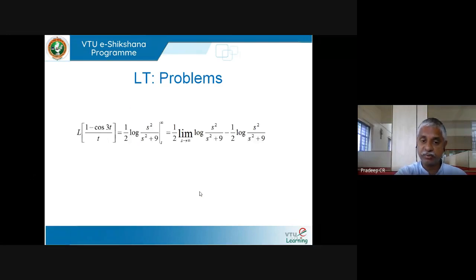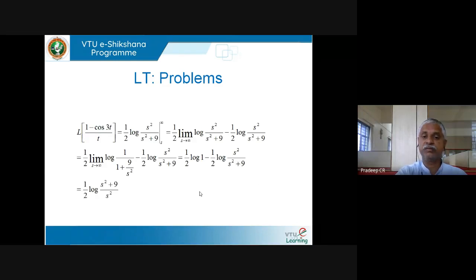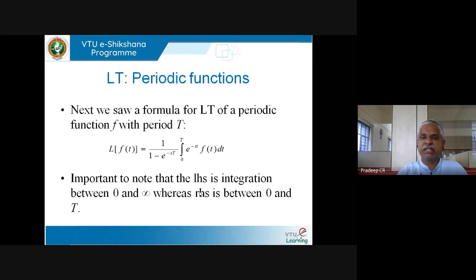Okay, let's proceed. After that, what did we do? We saw periodic functions. I think I spent a lot of time on periodic functions and their Laplace transform, more or less more than an hour. I think I will not tell anything further. I will not give any particular example now because we have already seen several examples. So let me just recall what this formula says.